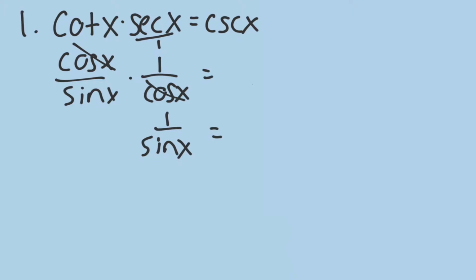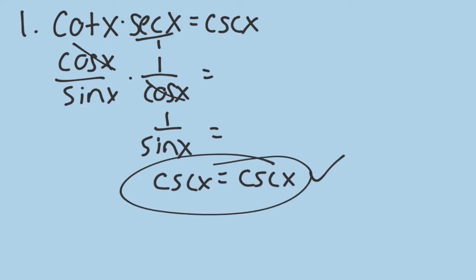1 over sine is cosecant. So we prove that the left side equals the right side. Make sure you show that last step of showing that the left and right are equal.